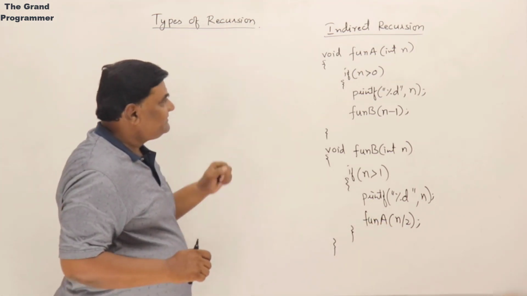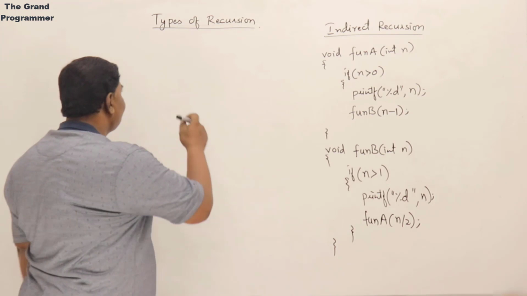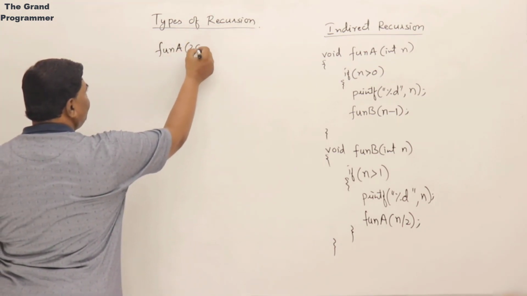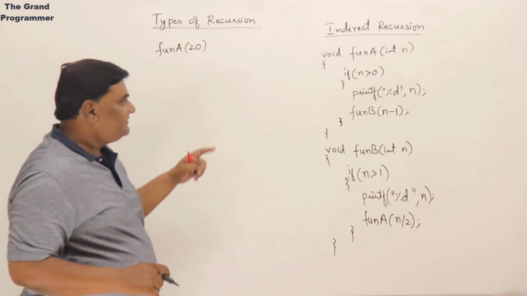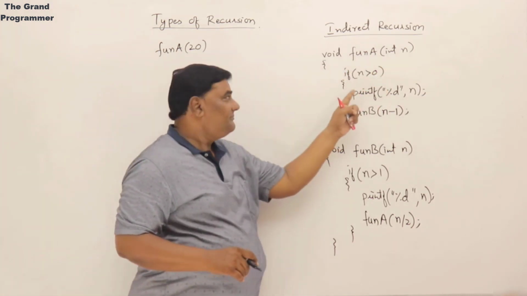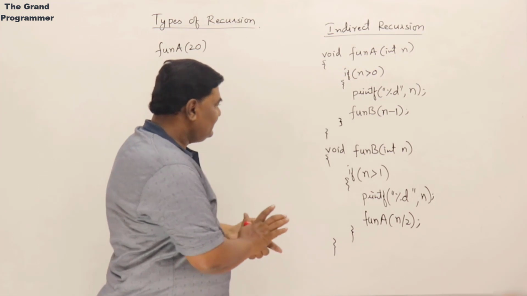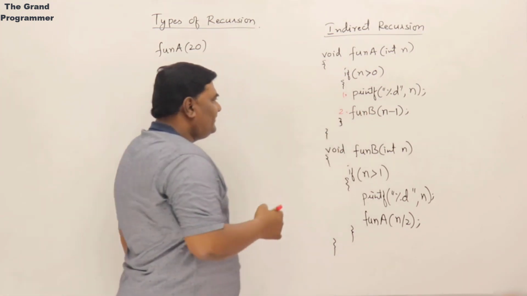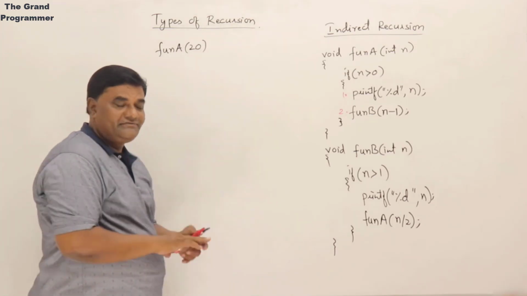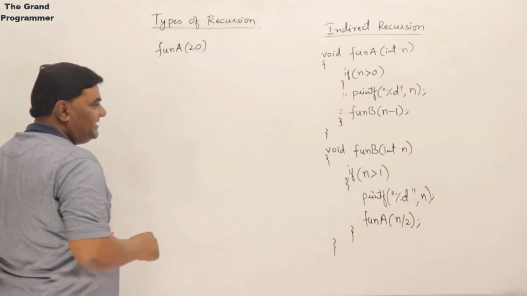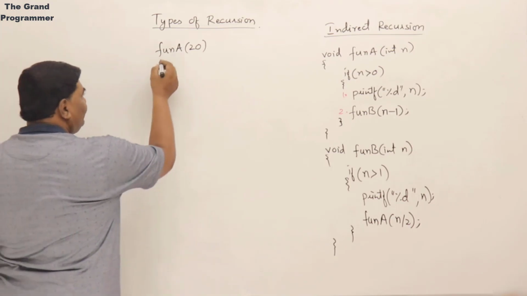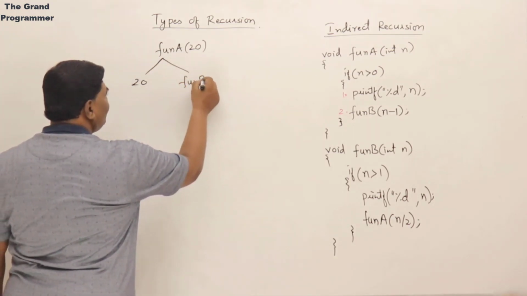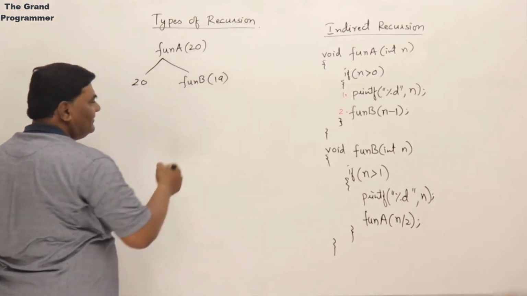So I'll start this by calling function A first. Let us say function A is called for value 20. Let us trace this one. Function A is taking 20 as parameter, 20 is greater than 0. Then it has to perform two things, that are print the value and call function B by passing n minus 1. So function A will be calling B by passing n minus 1. So the first thing, it will print 20 and it will call function B by passing 19.